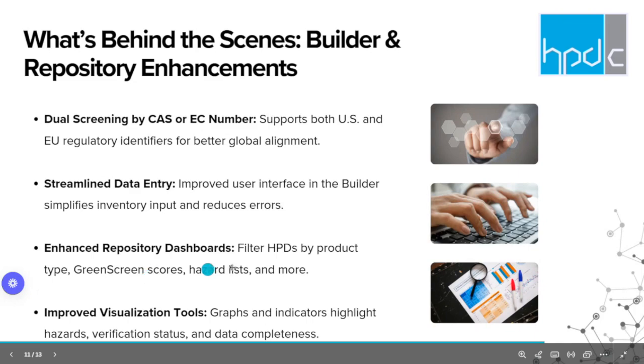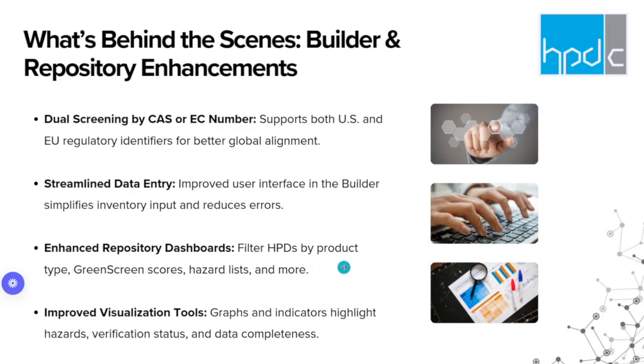We have the enhanced repository dashboards where we can filter the HPDs by product type, Green Screen scores, hazard list, PFAS, right? So if you haven't checked out those enhanced repository dashboards, make sure to check those out, because it's a really great way to find HPDs that maybe you couldn't find very easily before, okay?